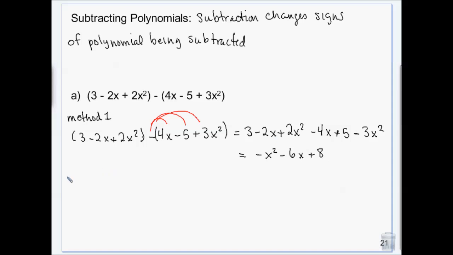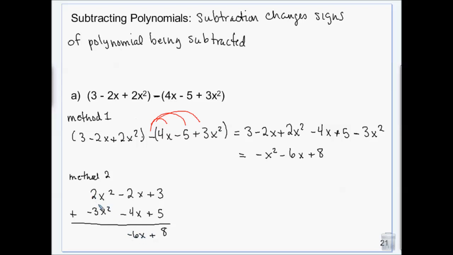Okay. With method 2, I'm going to rearrange the first polynomial and put it in proper order. And I'm going to change all these signs. All the ones on the second polynomial. It always changes the signs of the polynomial being subtracted.